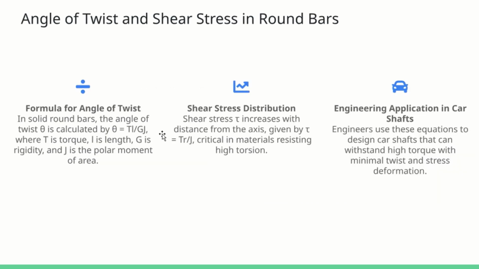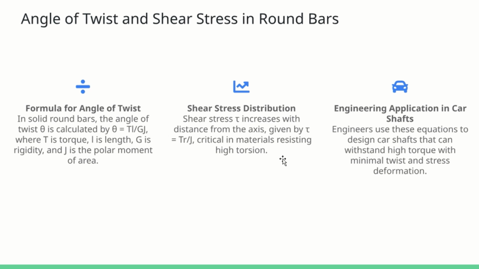So, angle of twist and stress in round bars. The formula for angle of twist in a solid round bar: the angle of twist theta is calculated by theta equals TL over GJ, where T is the torque, L is the length, G is the modulus of rigidity, and J is the polar moment of inertia. Shear stress tau increases with the distance from the axis, given by tau equals Tr over J. This is critical in materials resisting high torsion, because if you twist something over its limit, it will buckle and become damaged.